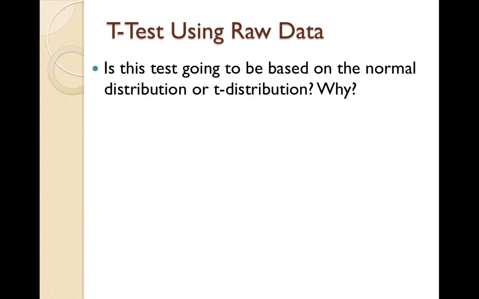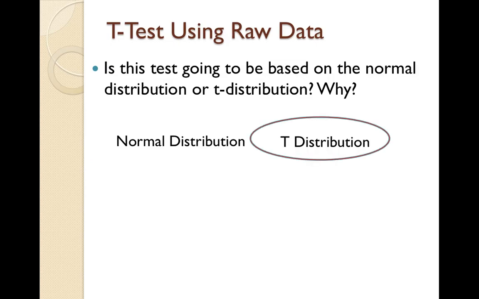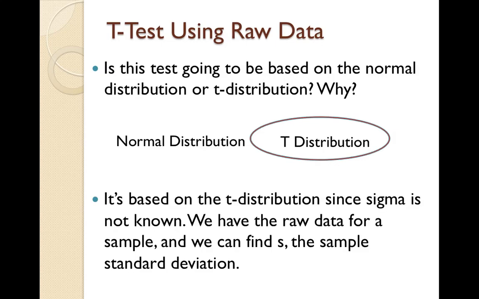Once you have that, you're going to be asked, is it based on the normal distribution or the t-distribution, and why? This problem, again, is based on the t-distribution. The reasoning for this is, if you read the problem, you're like, well, I don't have the population standard deviation, but I don't have the sample standard deviation either. What you do have is sample data, and from that sample data, you can figure out the sample standard deviation. So for that reason, you're going to be using the t-distribution. It's based on the t-distribution since sigma is not known. Okay, so that alone is a sufficient answer.